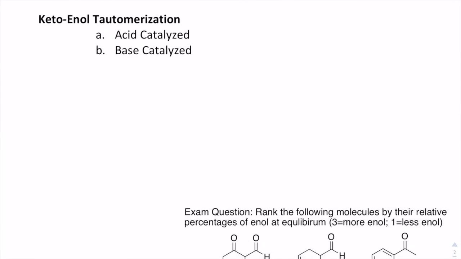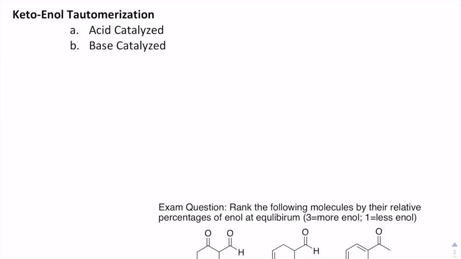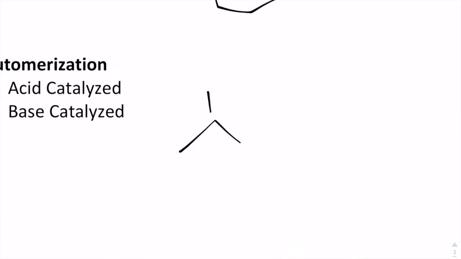So now keto to enol tautomerization. So we talked about this before in Orgo 1. So let me just draw this again. So this is the keto form. This is the enol form.